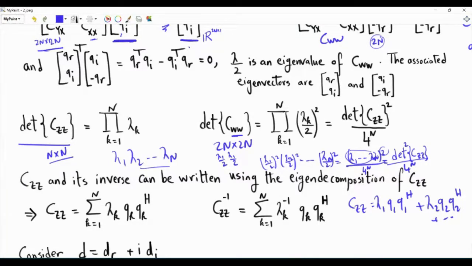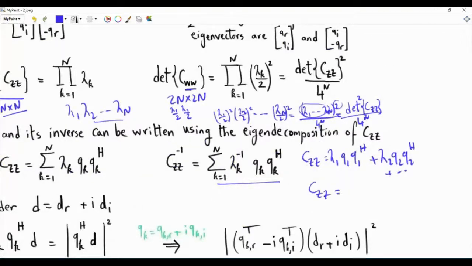The inverse of the matrix CZZ, assumed to be invertible, assumed to be positive definite, will be the exact same form, but the eigenvalues of the inverse are the reciprocals of those lambdas. And those are positive quantities. And so we can write down CZZ or CZZ inverse in terms of the eigenvalues and the associated eigenvectors.